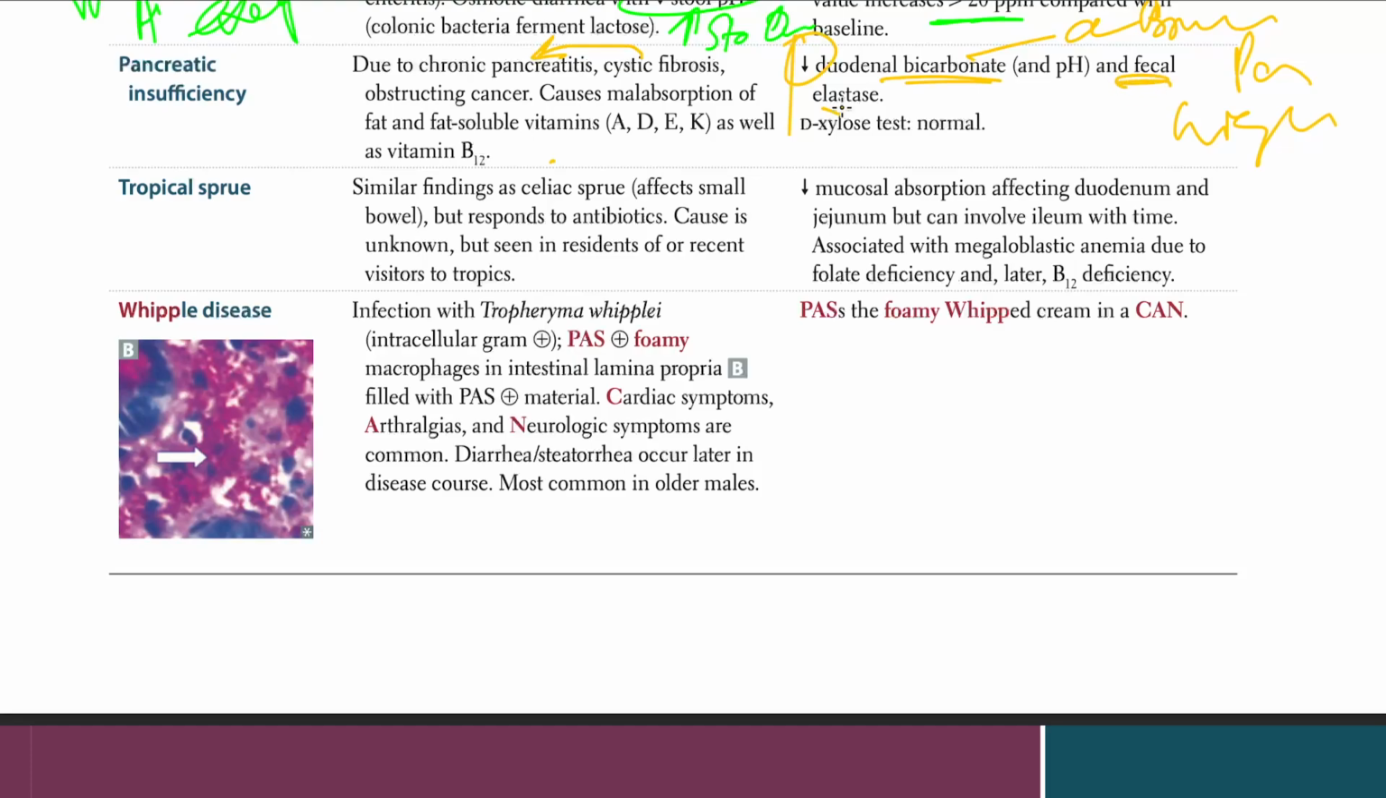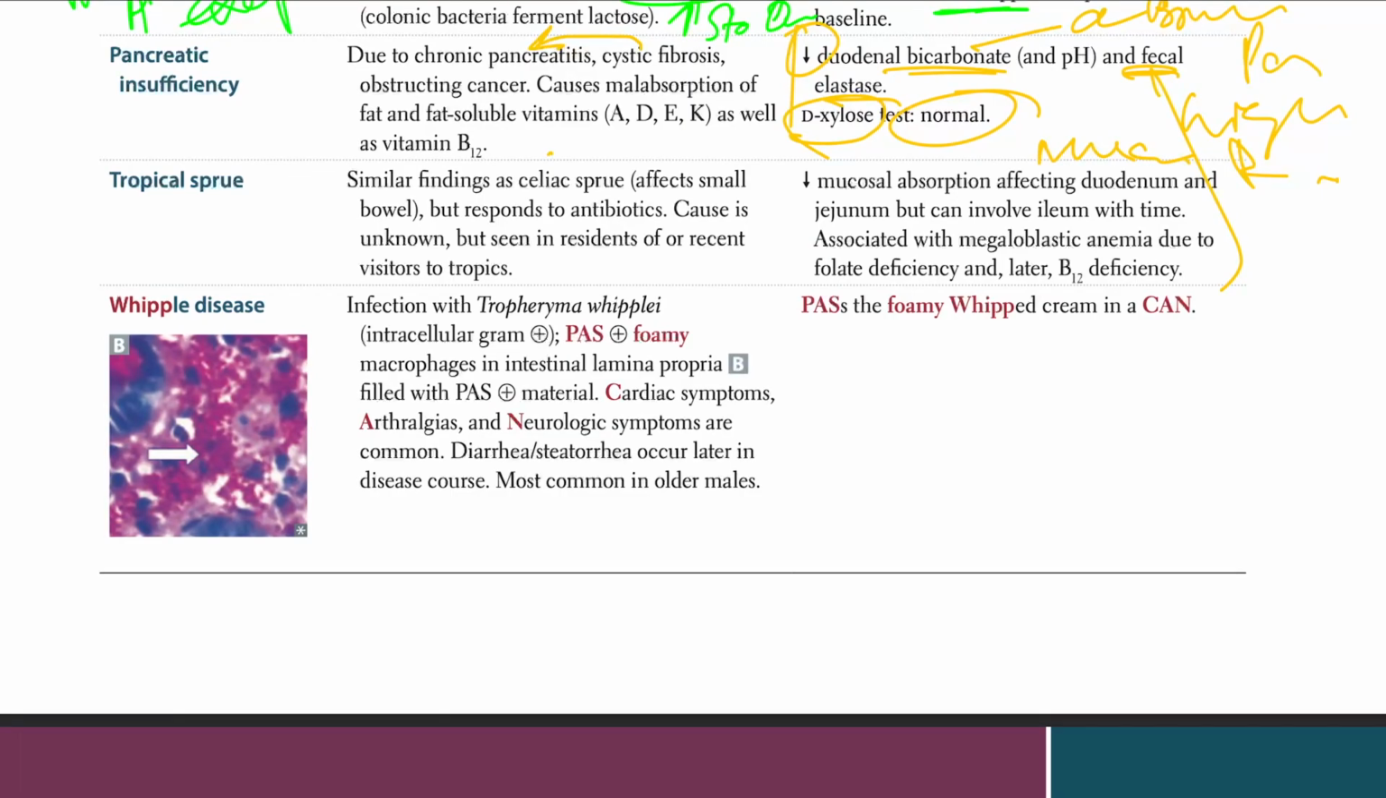And also you have a decreased fecal elastase, okay? And the D-xylose test is normal. Why? Because you don't have any mucosal damage. You have a pancreatic problem, but not a mucosal problem. All right.